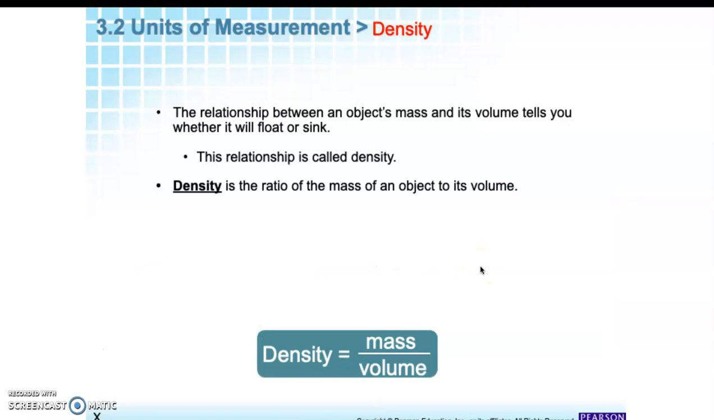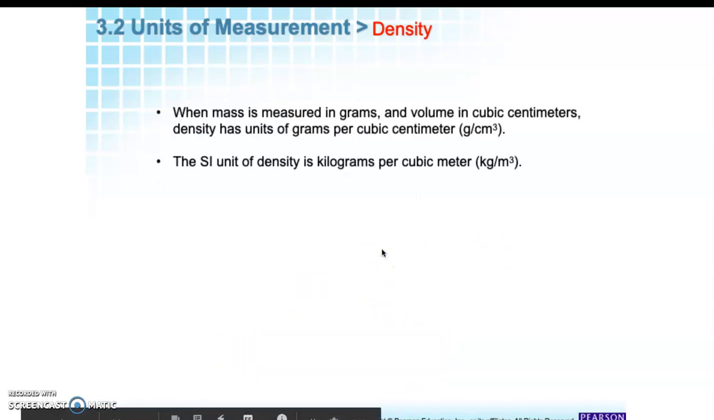The relationship between mass and volume will tell you if objects will sink or float. We call that density. So density is essentially an equation of mass divided by volume. And this is an equation you'll need to know. We'll do some math with that here this week. When mass is measured in grams and volume in cubic centimeters, we're essentially taking grams divided by cubic centimeters. So our units are grams per cubic centimeter. But the SI unit of density uses kilograms and cubic meters.